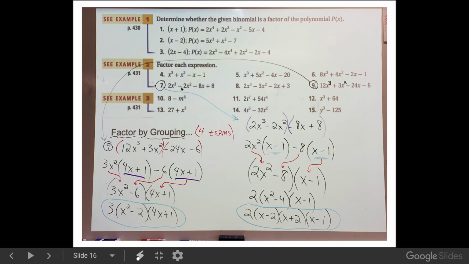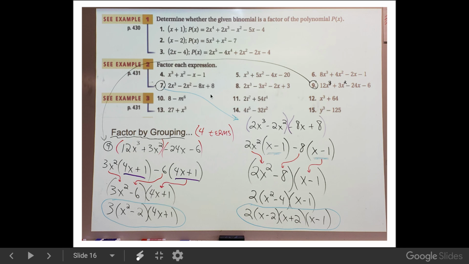So, for example, what we're looking at here is trying to factor these polynomials. When you do factoring by grouping, one of the things you want to keep in mind is that typically the polynomial will have four terms. And if it has four terms, then you can try factoring by grouping. So let's look at number 7. When I look at number 7, it has 1, 2, 3, 4 terms.